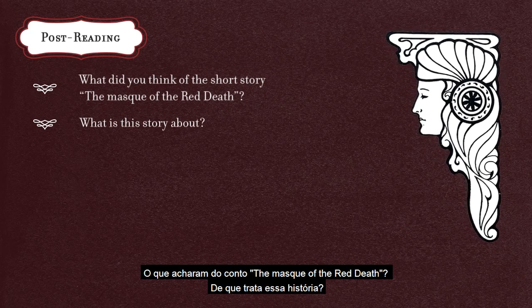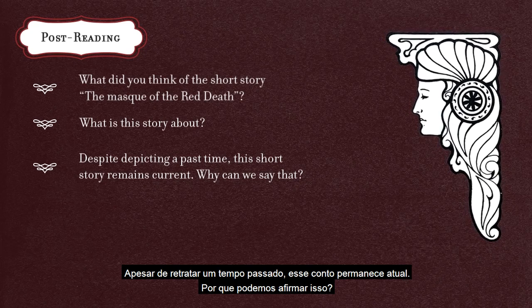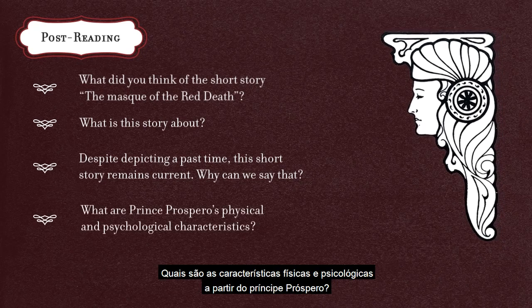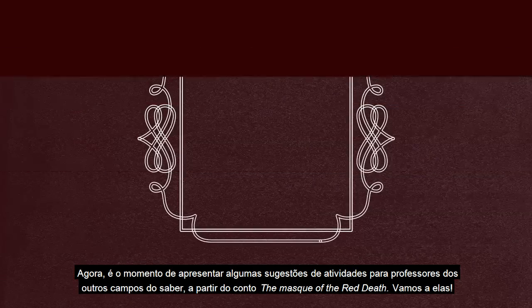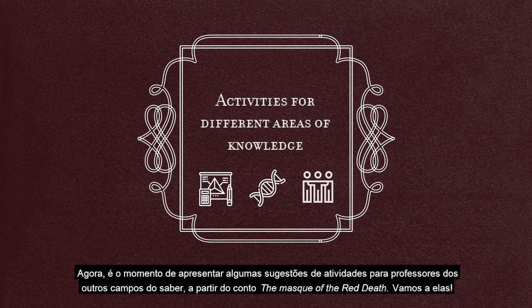What is this story about? Despite depicting a past time, this short story remains current. Why can we say that? What are the Prince Prospero's physical and psychological characteristics? Now, it is time to present some activity suggestions for different areas of knowledge, based on the story The Masque of the Red Death. Let's go!